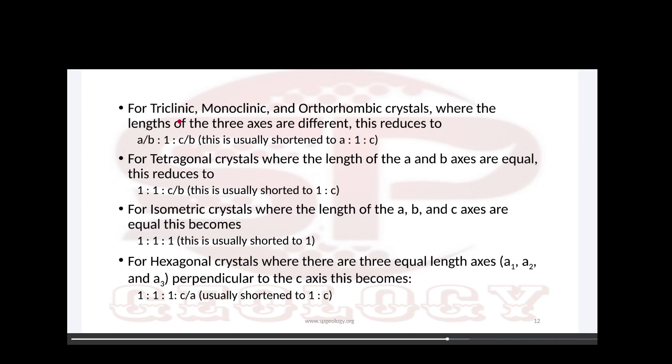For different crystal systems, the value will be different. In the isometric crystal system, all axes are of equal length. If A1 is equal to A2 is equal to A3, then the ratio will be A1 by A2, A2 by A2, A3 by A2. So the value will be 1. Similarly for the tetragonal system, it will be 1 is to 1 is to C by B, because the tetragonal system has A1 equal to A2 not equal to C. And for the hexagonal system, 1 is to 1 is to 1 is to C by A, because all the horizontal axes A1, A2, A3 are of equal length.